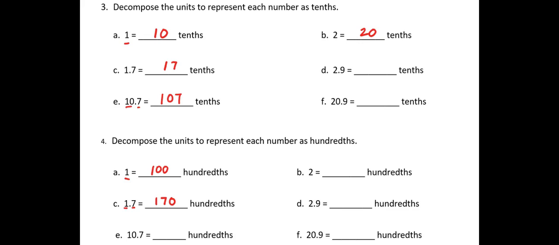Since it takes 100 hundredths to make 1 whole, it would take 1,000 hundredths to make 10 wholes. And then I still need 70 hundredths to make the 7 tenths. So it would take 1,070 hundredths to make 10 wholes and 7 tenths.